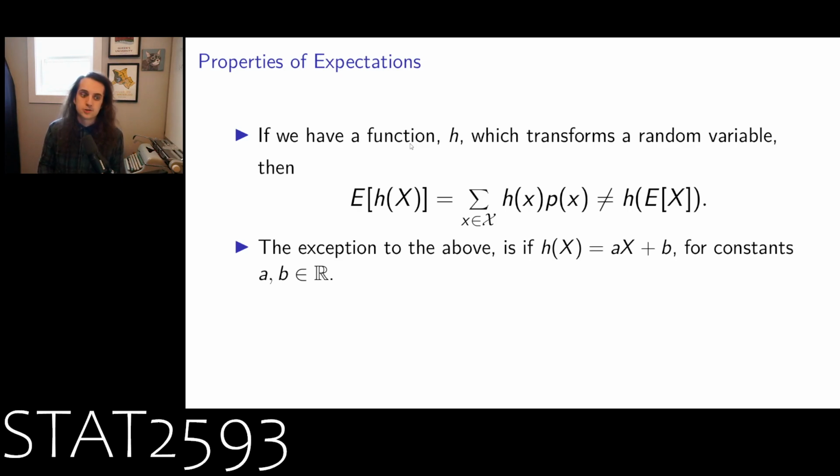We have one exception to this above rule, and that is if h of x is a linear function. If h of x equals ax plus b for constants a and b, then the expected value of h of x is equal to h of the expected value of x.